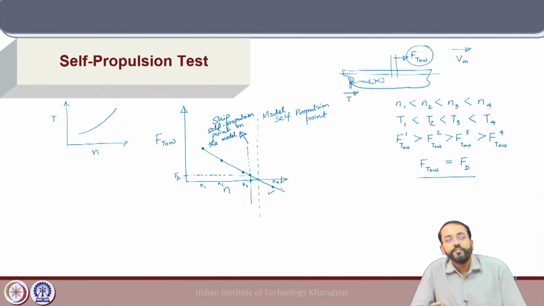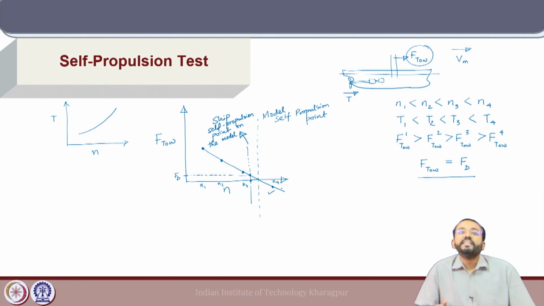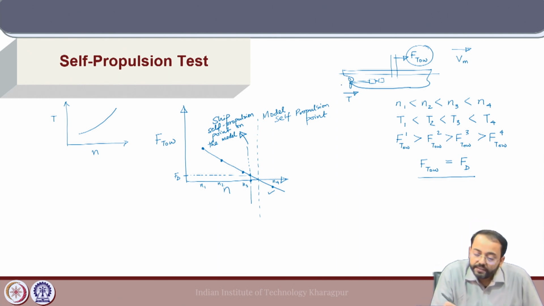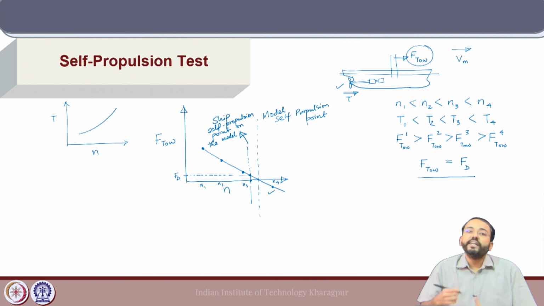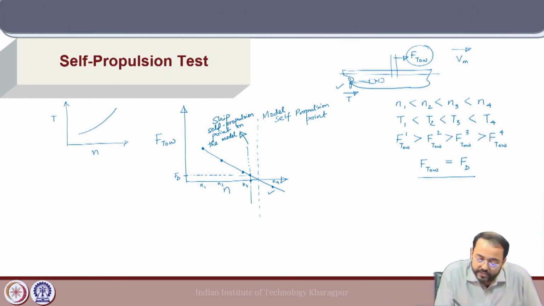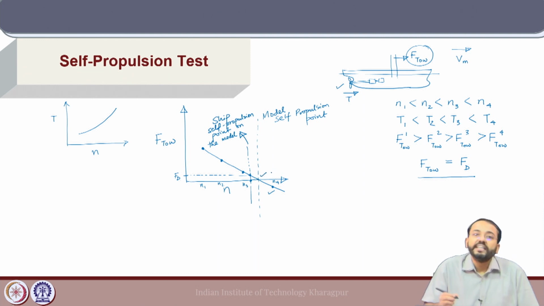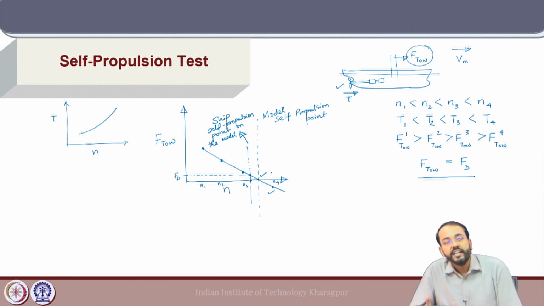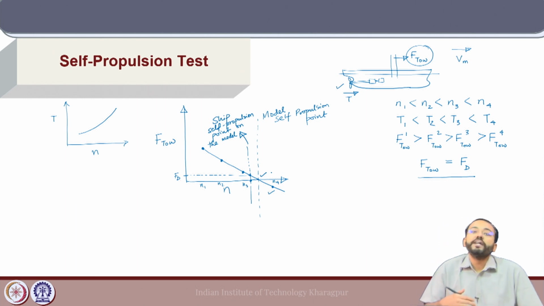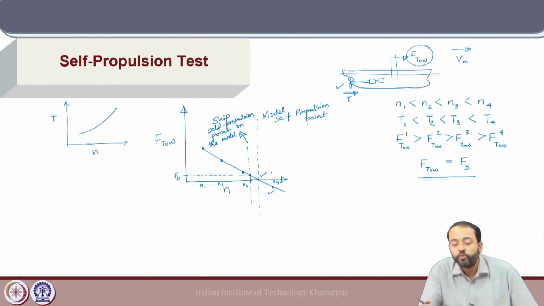Now, what is the meaning of negative tow force? That means the model is over propelled. The propeller thrust is already good enough. When the tow force is 0 at this point, then the propeller thrust is already enough to propel the ship, and if we still increase the RPM, then the propeller will produce more thrust than actually required to propel it, then the tow force here will be negative.